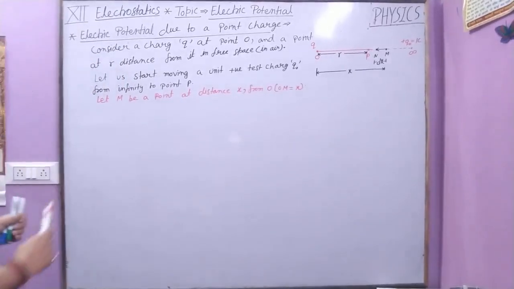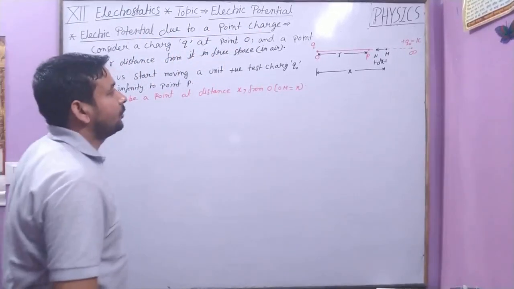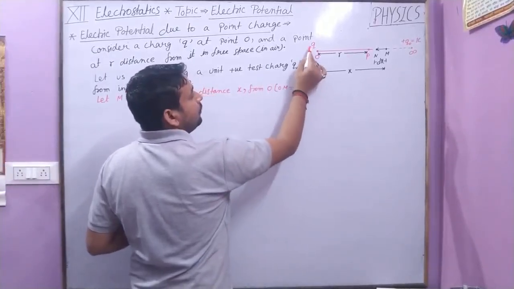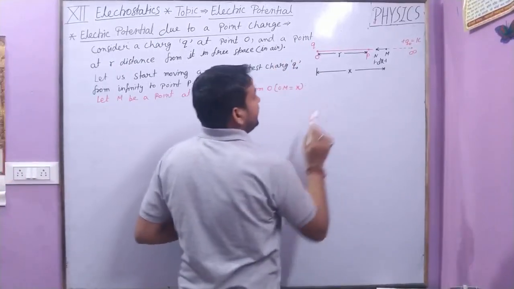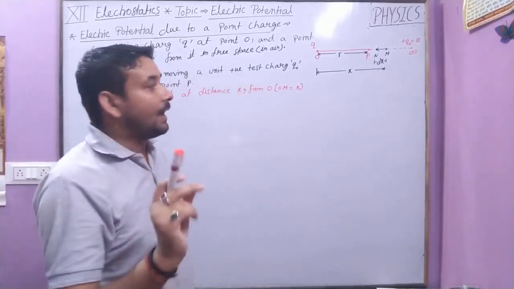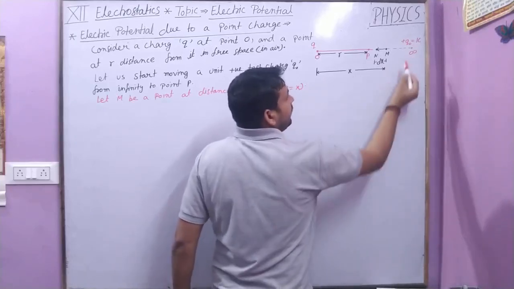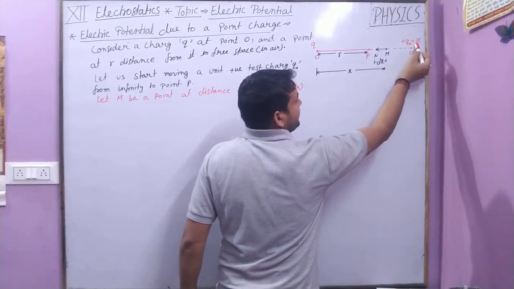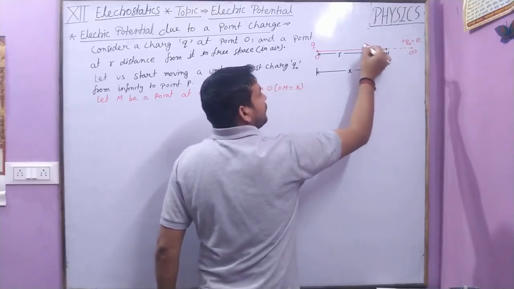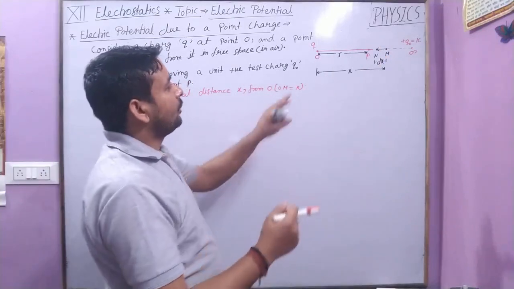Yes students, now electric potential due to a point charge. We have a point charge at point O having magnitude Q. There is a point P at R distance where we need to calculate the value of electric potential. So we consider a unit test charge at infinity, and it is being carried from infinity and moving towards point P.